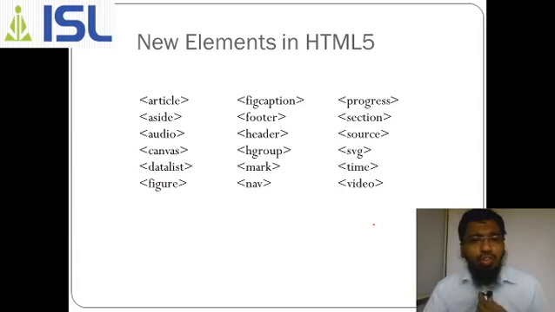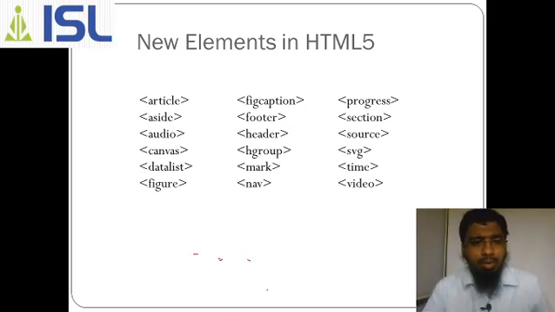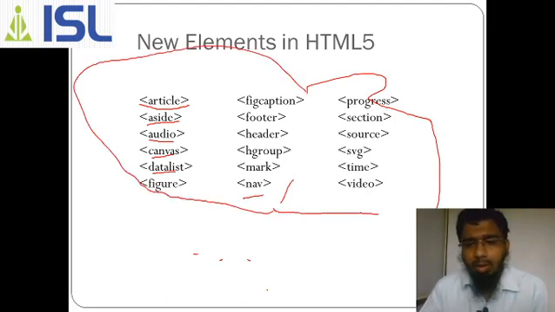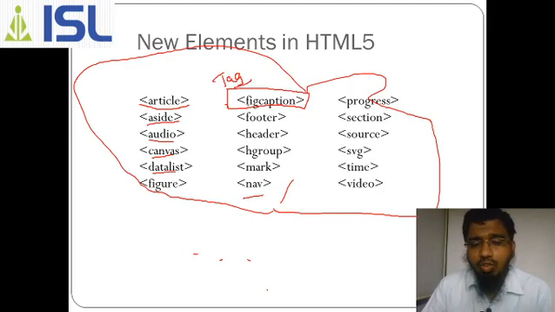Okay, now there are some new features: article, aside, audio, canvas, datalist, figure, nav, mark, header, footer, section, source. These are all new features of HTML5. And whatever is written in these less than and greater than brackets is called a tag. This is called a tag. And in HTML5 these are all predefined tags.